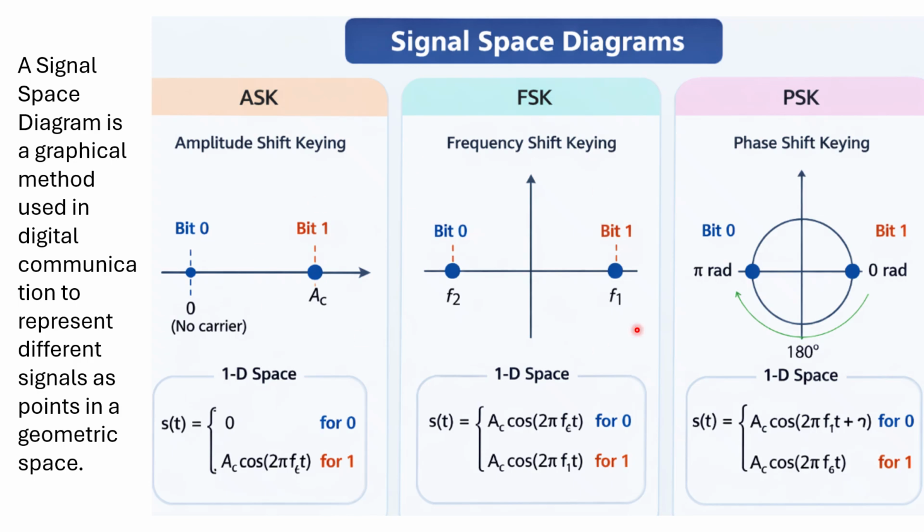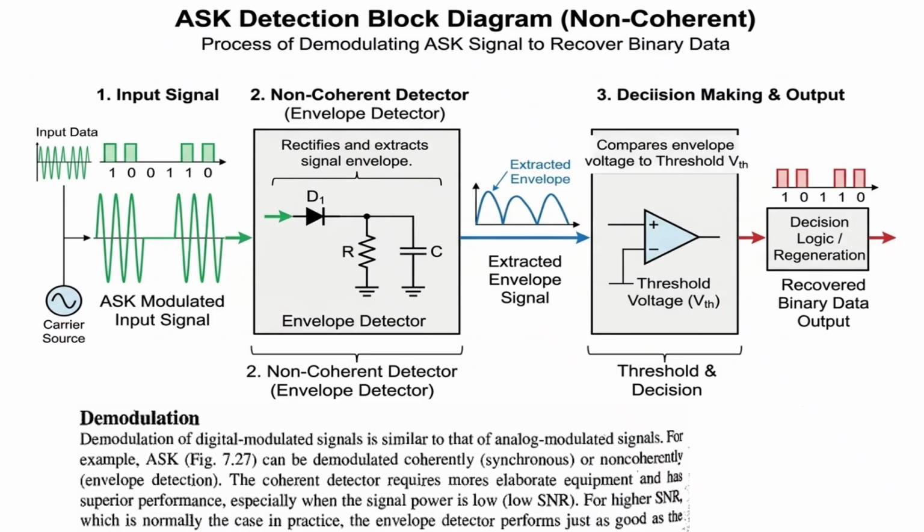So especially these graphs are being used to calculate the probability of error, so that we will look into later. But the signal space diagram is a very shortcut technique which is used in digital communication to represent the different signals as points only in a geometrical space. So this will help you to find out the probability of error.